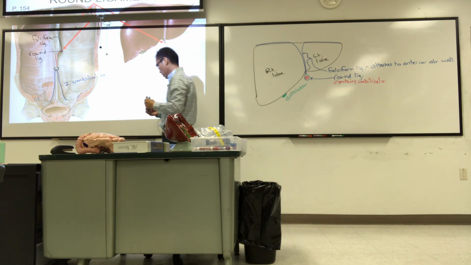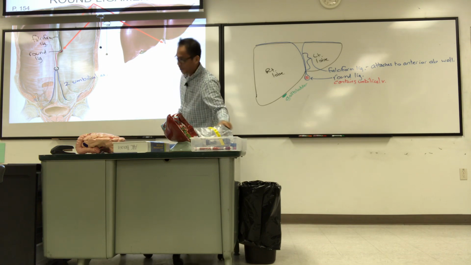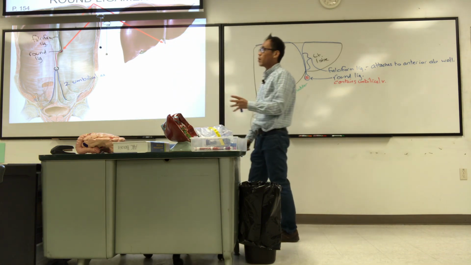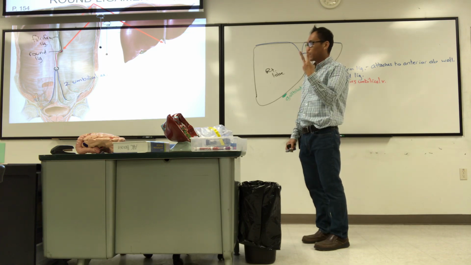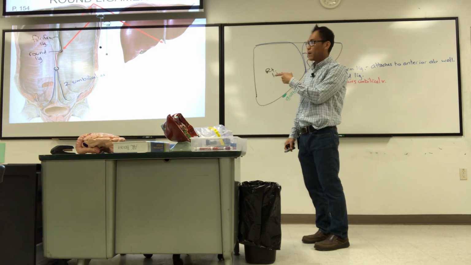When you're in utero, inside mommy. Well, anyways, you should know those structures. Round ligament, you should still know. Two umbilical arteries, one umbilical vein going through the belly button there. Okay.